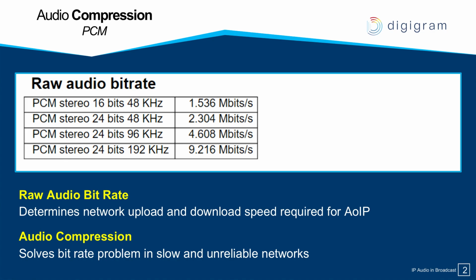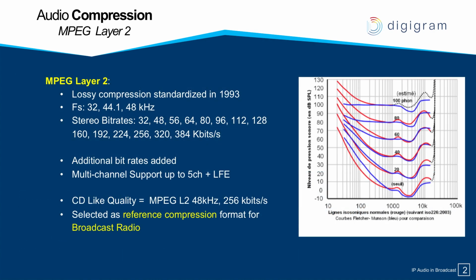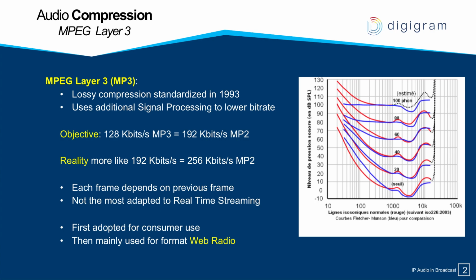So now we jump into the various forms of audio compression. The first one is MP2. It had one goal: give us what we consider CD-like quality at 48K and give us a bit rate of 256 kilobits per second. And at the time, it was selected as a reference compression format for broadcast radio. After MP2 came MP3. MP3 we've all heard of by now, but it had an objective to cut the bit rate in half. So basically 128 kilobits per second MP3 was to equal 256 kilobits of MP2. And that really became a standard that we still use to this day.